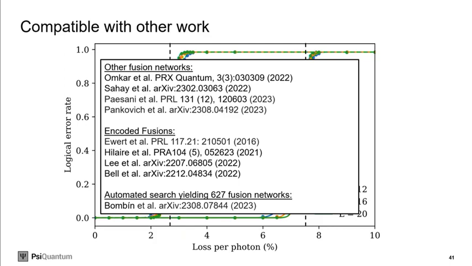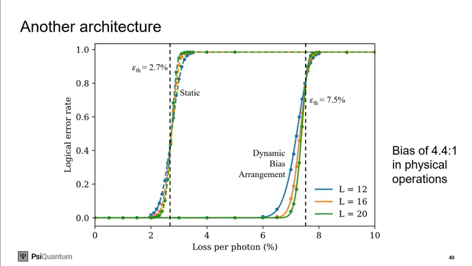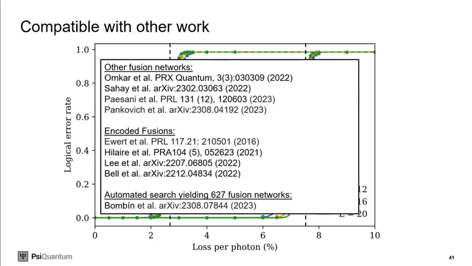I'd just like to also mention that it's actually compatible with other work as well. Bias arrangement is one particular knob that you can tune. There have been many other works which have talked about different fusion networks and different kinds of encoded fusions, which you can use in conjunction with the trick that we are describing here. In particular, I'd like to point out a recent paper from our company, which talks about something we call fusion complexes. It's an automated search for fusion networks, essentially, which yielded, in the paper, 627 different fusion networks. And this trick can work for all of them if you wanted to.